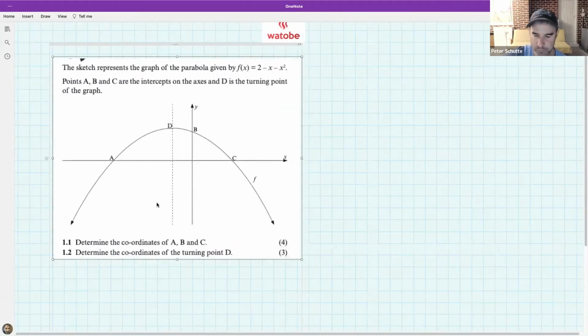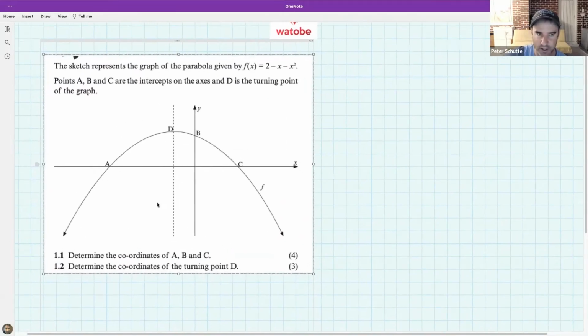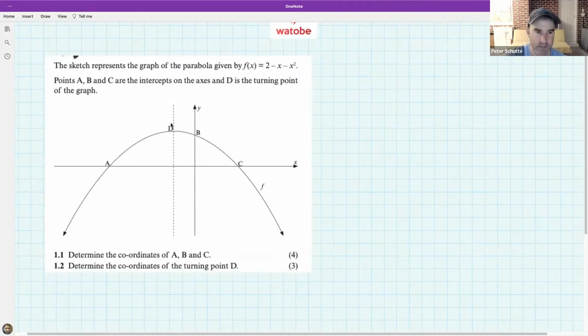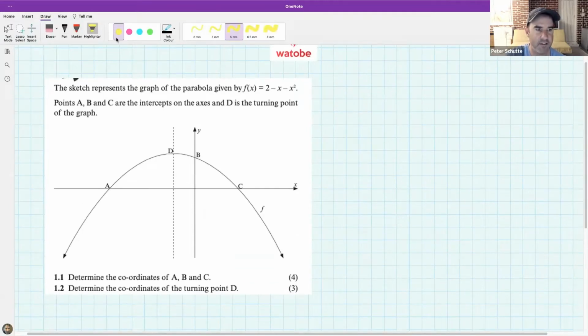So what we are going to do is go straight into a question about parabolas. I'm giving you a parabola, and you are given f of x is this, and you're given that points A, B, and C are intercepts, and D is the turning point. This is straight from an old exam. I want you to work out the coordinates of A, B, and C, and then work out the turning point of this graph, which is D.